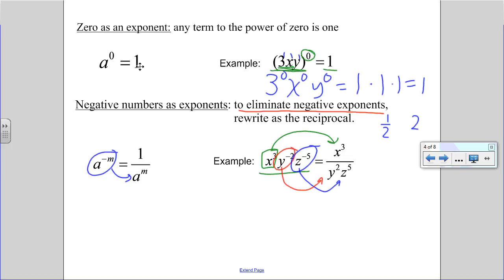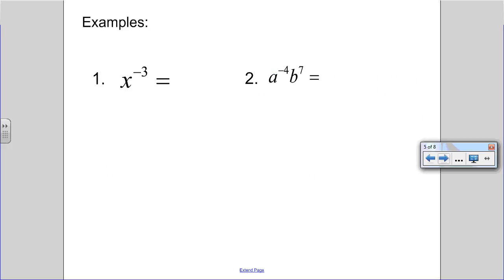So let's go take a look at some examples. X to the negative third equals 1 over x to the third. Beautiful. How many people already had that? Woohoo! You guys are so smart. As soon as I see a negative, I know I'm going to have to make a fraction, so I draw my fraction line.